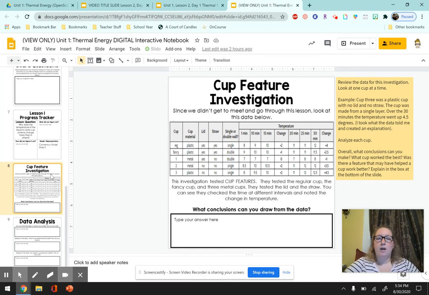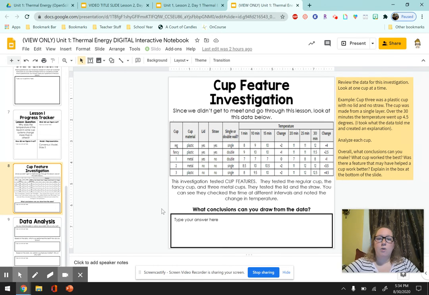For example, cup 3, which is the bottom row, was a plastic cup. It had no lid and it had no straw. It was a single walled cup. Over the 30 minutes, the temperature went up 4.5 degrees. So I can see at the bottom right here for cup 3 that the overall change was 4.5 degrees warmer than when it started.